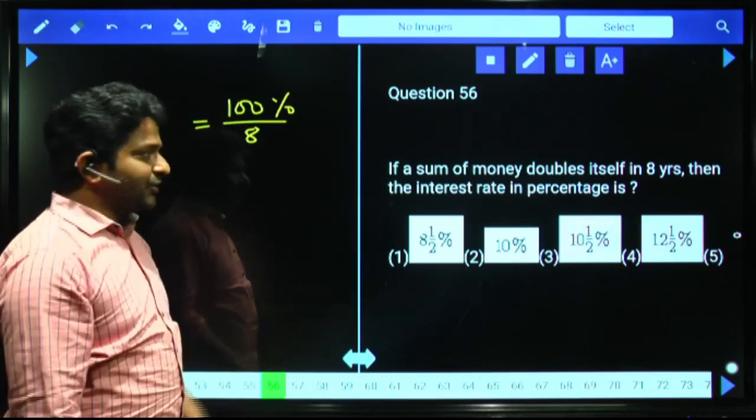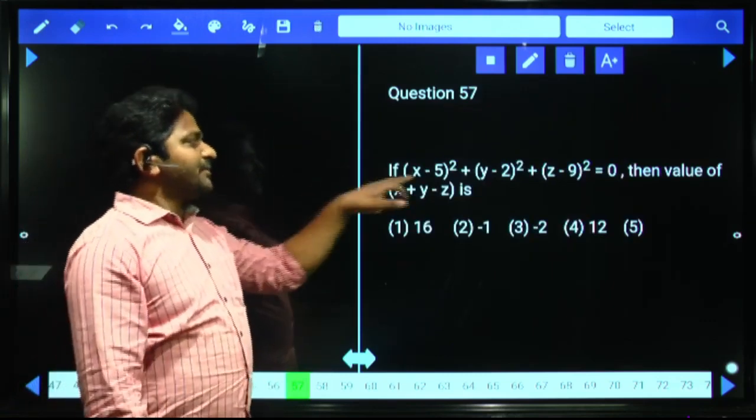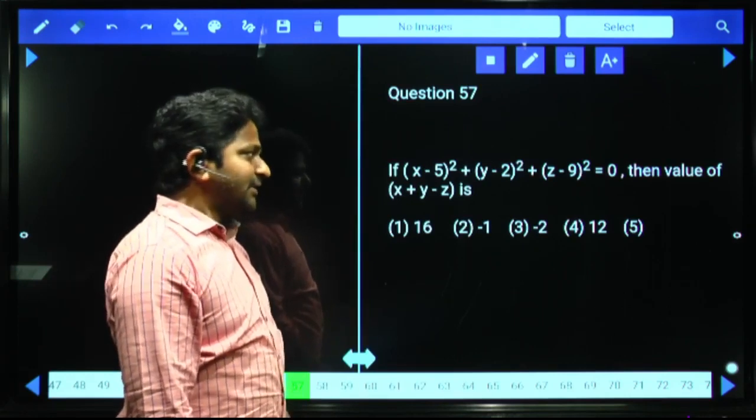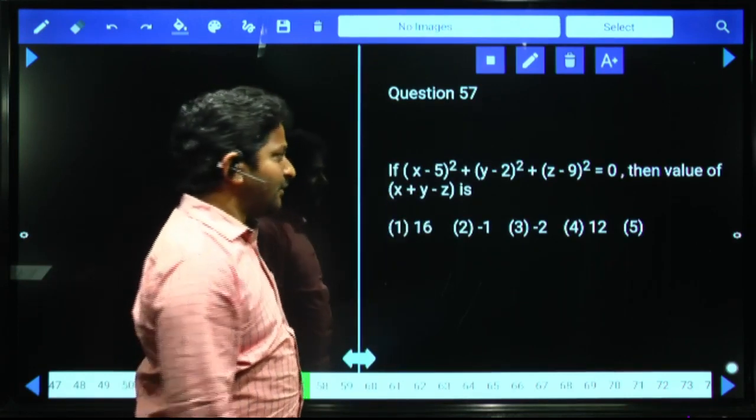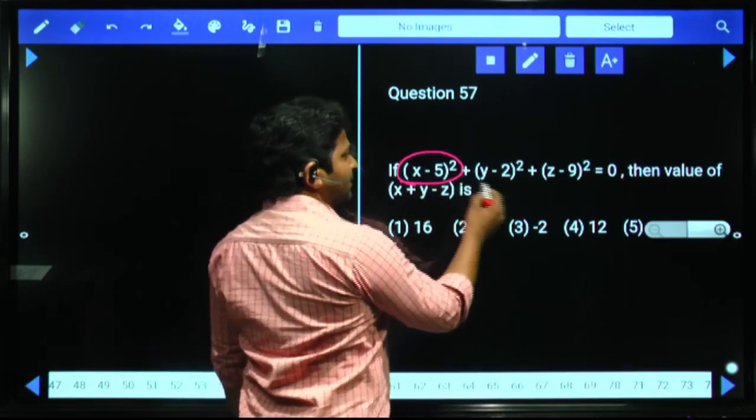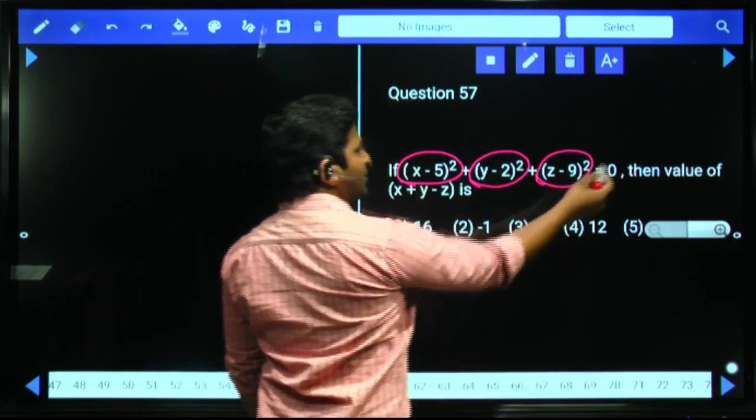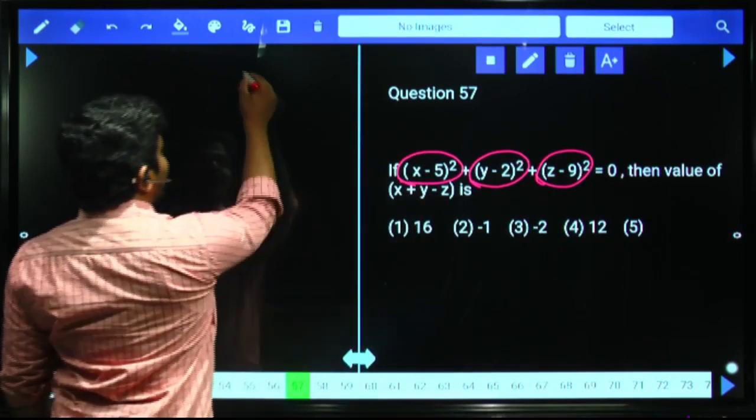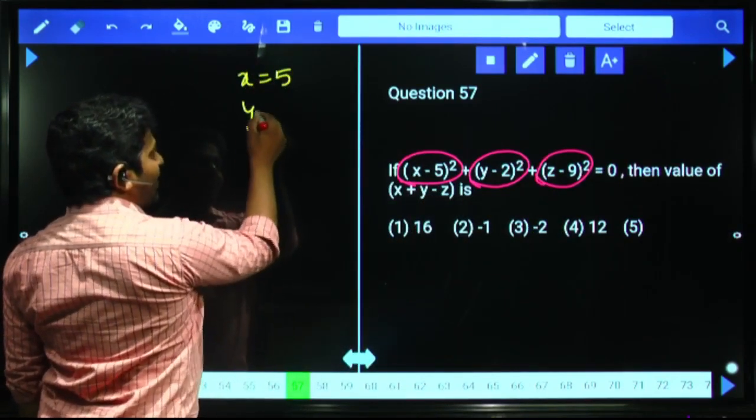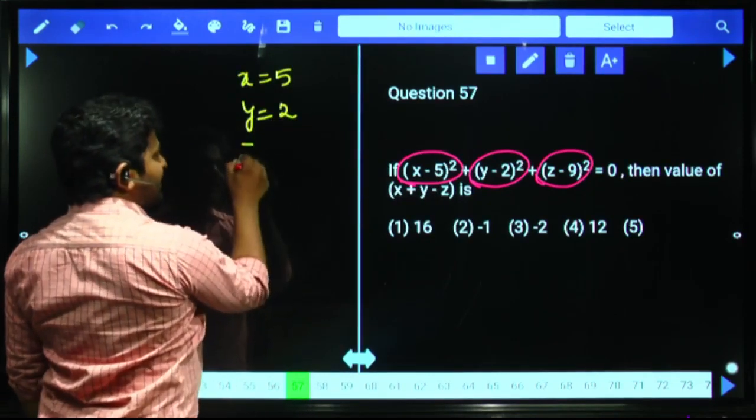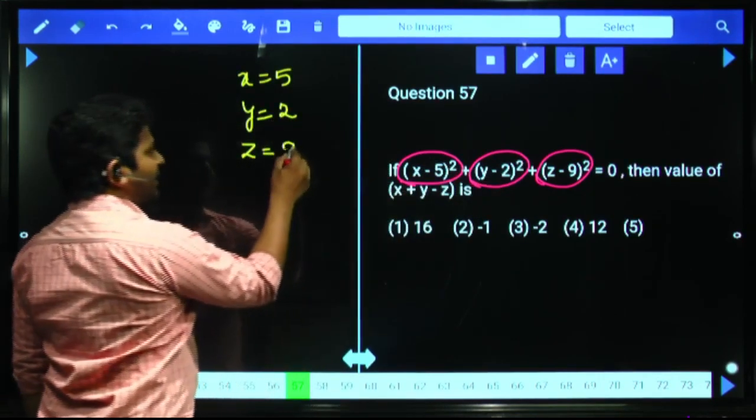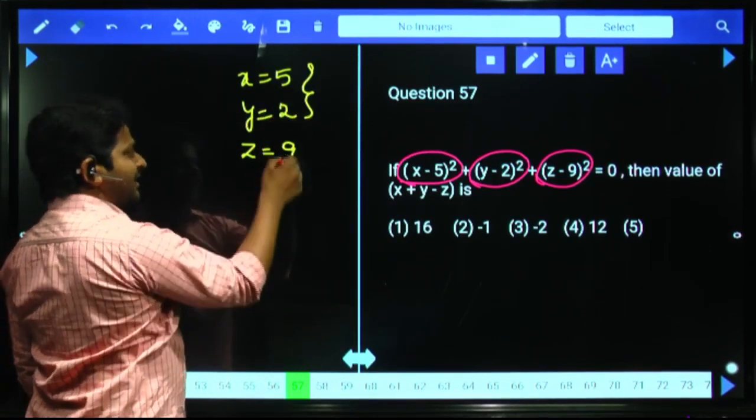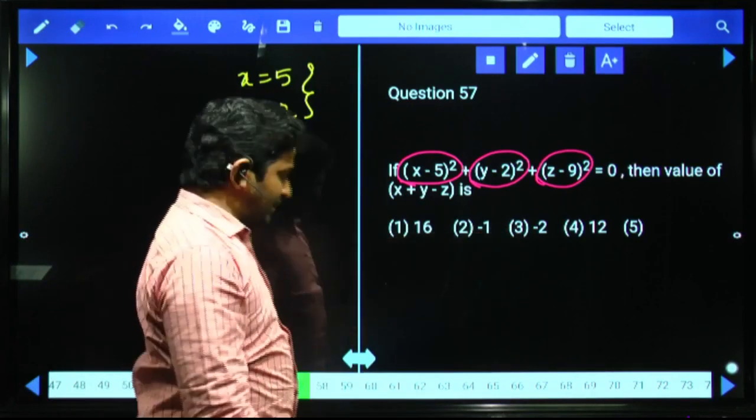Remember that 1/8 is 12.5%. Next, x minus 5 whole square plus y minus 2 whole square plus z minus 9 whole square is equal to 0, then the value of x plus y minus z is equal to? If this value is 0, this is 0 and this is 0, then the total value is equal to 0. If x minus 5 whole square is 0, then x is equal to 5. Like that, y is equal to 2 and in the same way, z is equal to 9. Now your question is x plus y minus z. 7 minus 9, that is minus 2, third option answer.